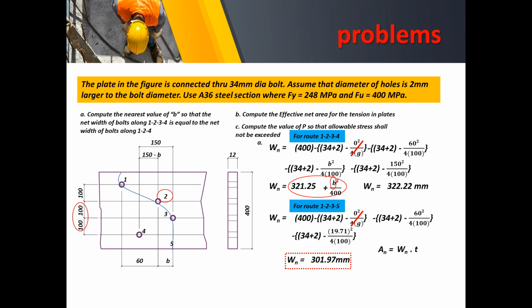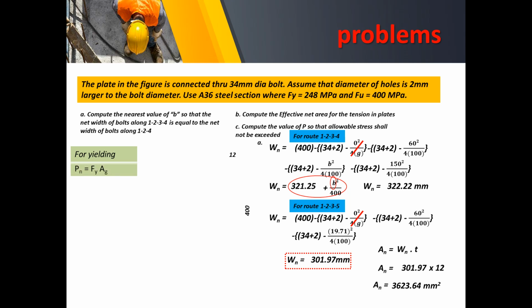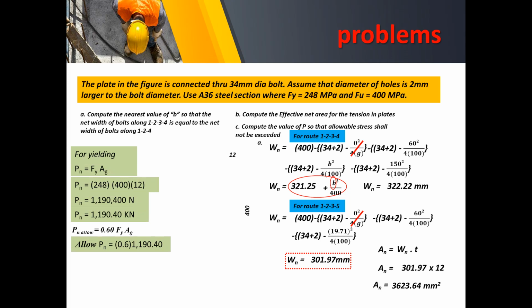So the net area is equal to the thickness times the net width. The net area is considered as the least net width multiplied by the 12 thickness of the plate. We have 3,623.64 square millimeters. Now that it's already known, we'll just have to compute for the nominal load Pn for yielding, and that is FyAg, 248 times 400 by 12. We arrive at 1,190,400 newtons, and that will be equal to 1,190.4 kilonewtons.